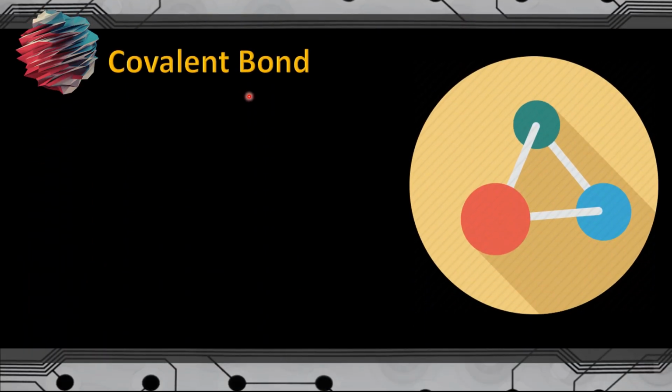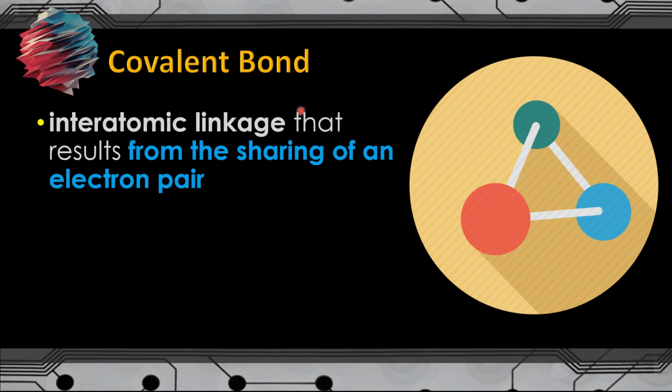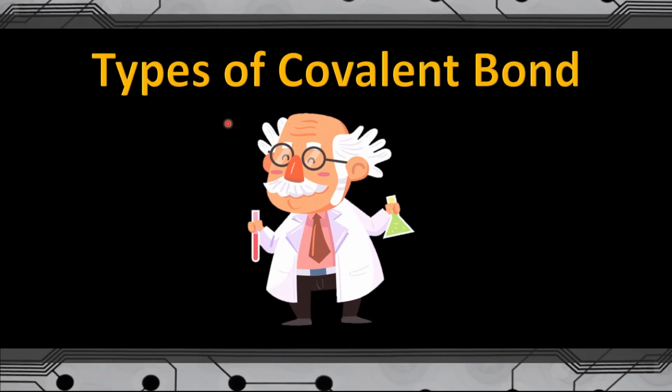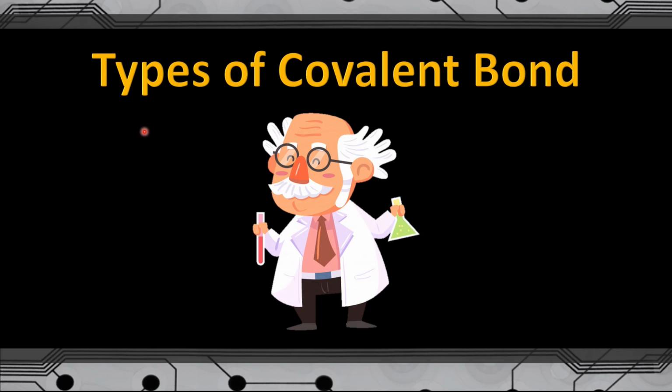On this part of the lesson, let us discuss covalent bond. It is known as the interatomic linkage that results from the sharing of an electron pair. For covalent bonds, the binding arises from the electrostatic attraction of their nuclei for the same electrons. Covalent bonds are more complex compared with ionic bonds. There are two types of covalent bond, which are known as nonpolar and polar.